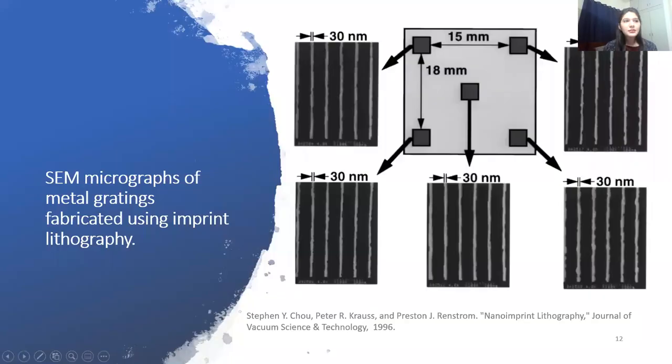Here are some scanning electron microscope micrographs of 30 nanometer wide metal gratings with a 150 nanometer period, fabricated using imprint lithography and lithography process.